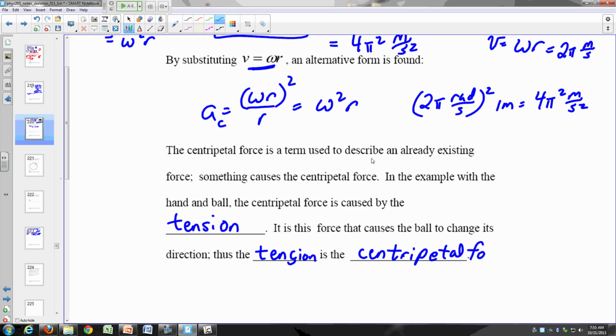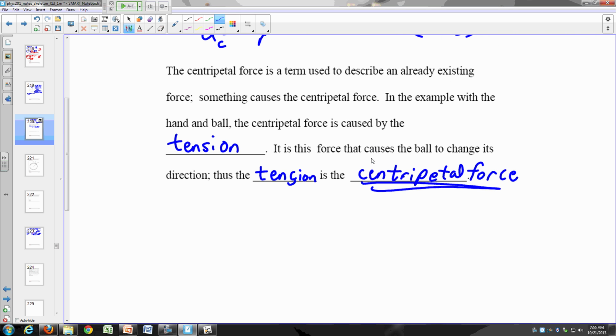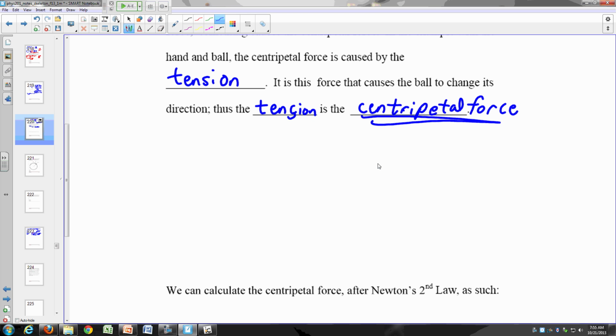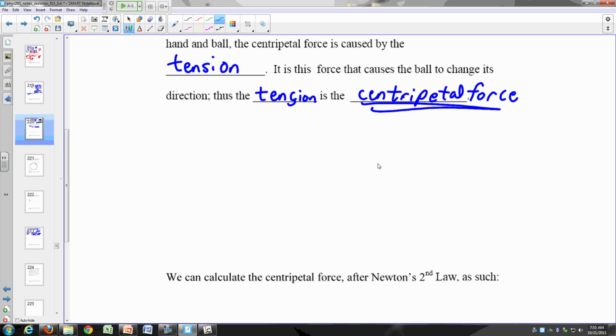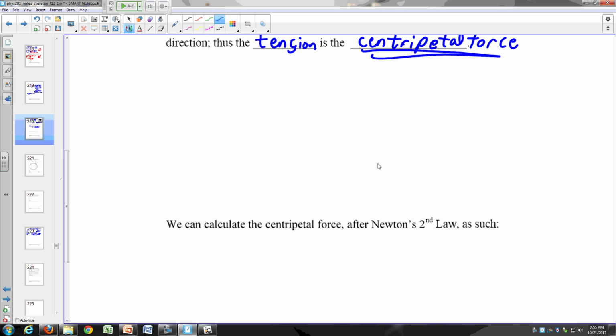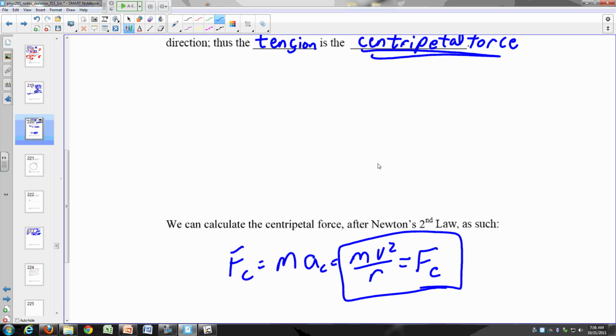So if we have a centripetal acceleration, we have to have a force that causes it, and we can calculate that force. It's just going to be Fc is equal to the mass times the centripetal acceleration, and that's just going to be mv squared over r. So this is our expression for the centripetal force, and we'll use it in a couple of different problems. I'll do an example now to show you.